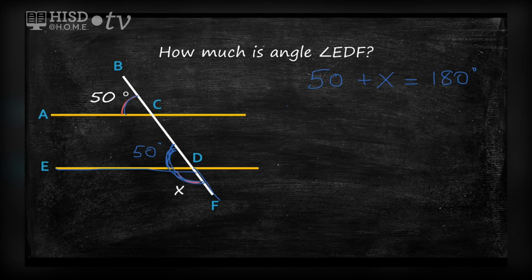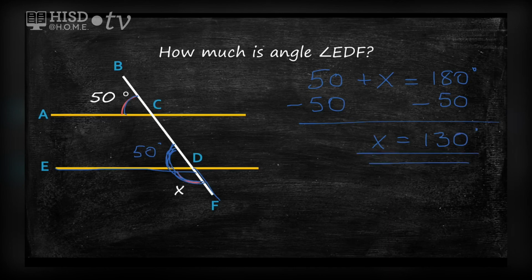I'm going to subtract 50 from each side, subtract 50 from the left, subtract 50 from the right, and this is telling me that x is going to be equal to 130 degrees, and that's the answer for this problem.